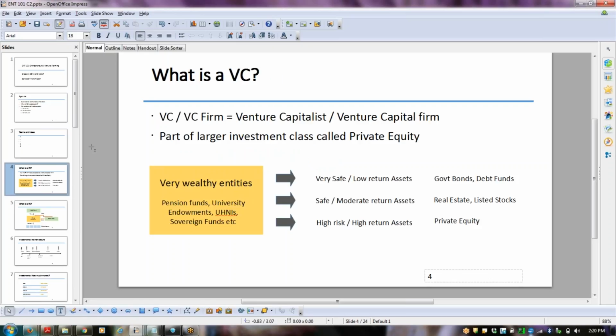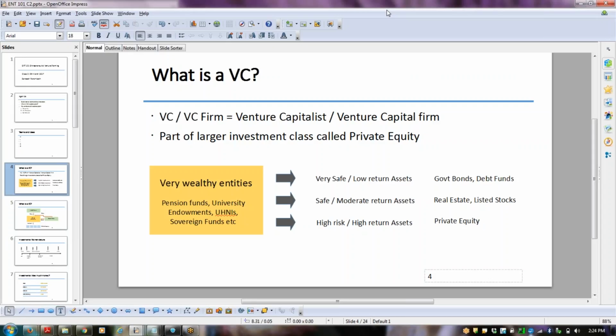So what is a VC, or who is a VC, venture capitalist? And what is the complete ecosystem? Who all are the different people who are part of this ecosystem? VCs are venture capitalists or venture capital firms.